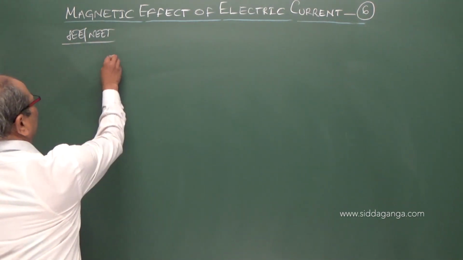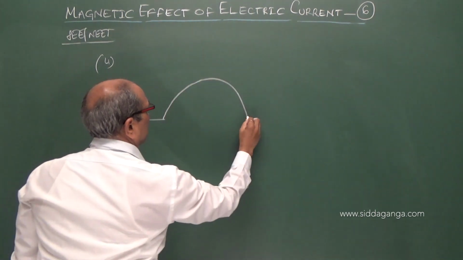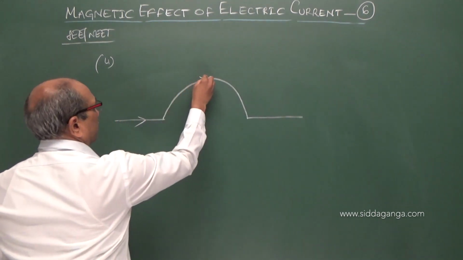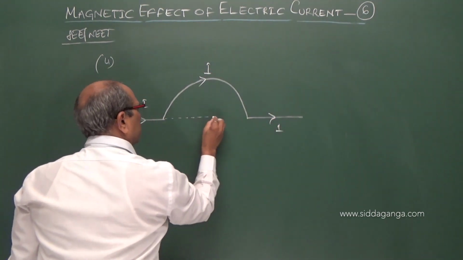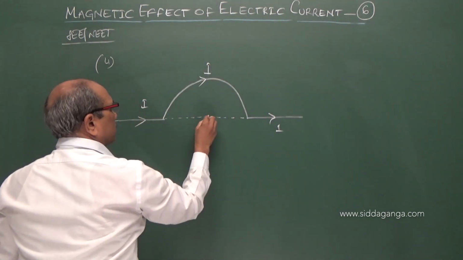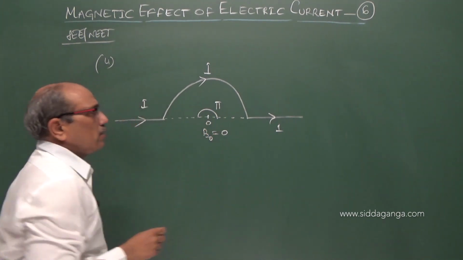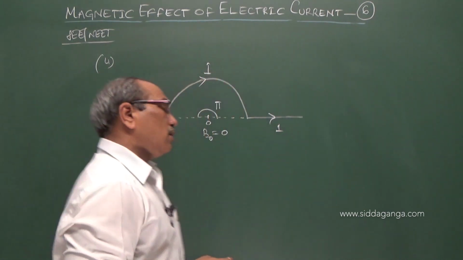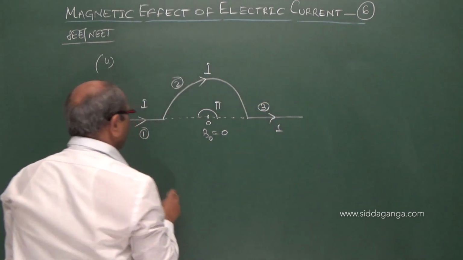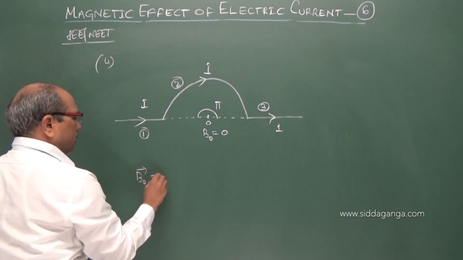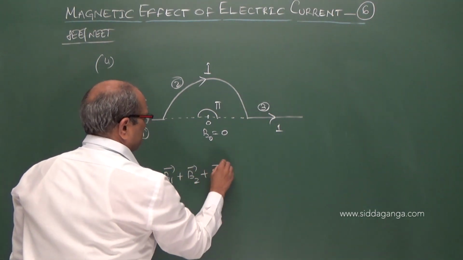Taking another, of the form, I. The current is taken as a half circle, it is pi, and at O the field is... When you look here, there is field by 1, field by second and field by the third. Net field at the center is B1 plus B2 plus B3.